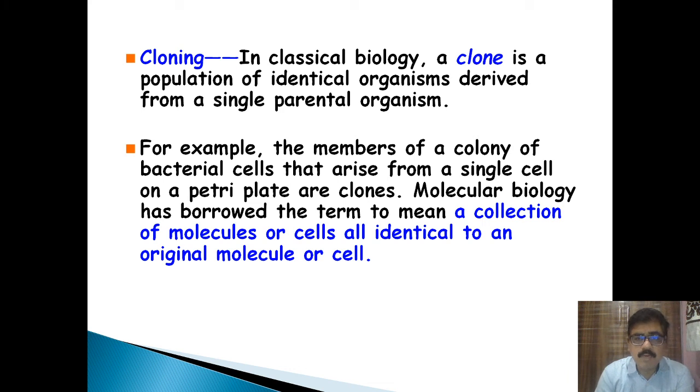What is cloning? A clone is a population of identical organisms derived from a single parental organism. For example, the members of a colony of bacterial cells that arise from a single cell on a petri plate are clones. Molecular biology has borrowed the term to mean a collection of molecules or cells all identical to an original molecule or cell.